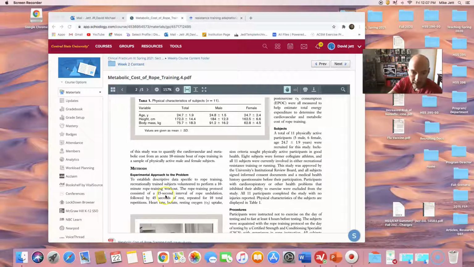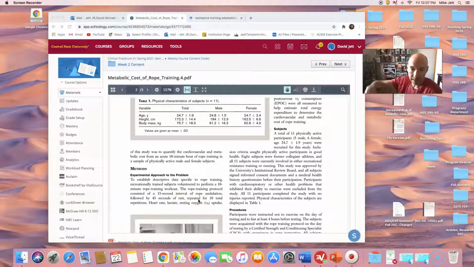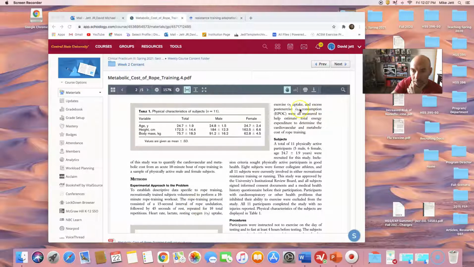So 15 seconds of work, doing the rope undulation or wave, followed by 45 seconds of rest, okay? And they're going to repeat that for 10 repetitions, and that's going to take 10 minutes, okay? During that, they're going to measure heart rate, lactate, resting oxygen uptake, and EPOC, okay? Now, actually, that's weird because in the results, it didn't say anything about lactate, but they actually did measure it. That tells me they didn't find a lot of difference, so they didn't even report it, okay?